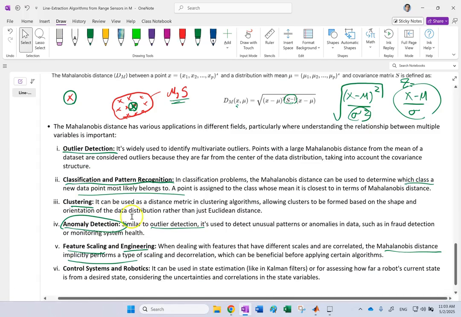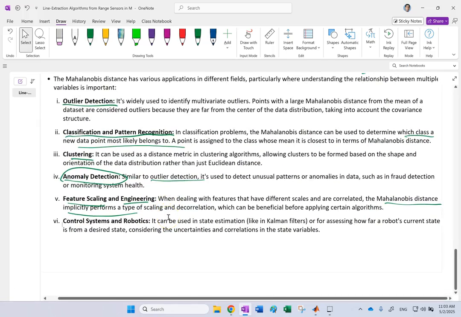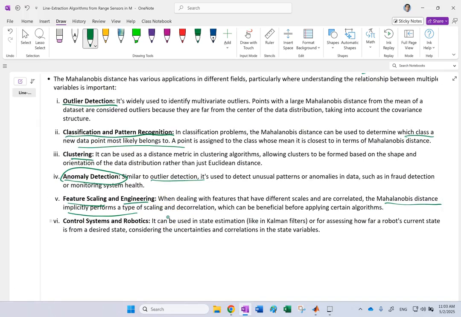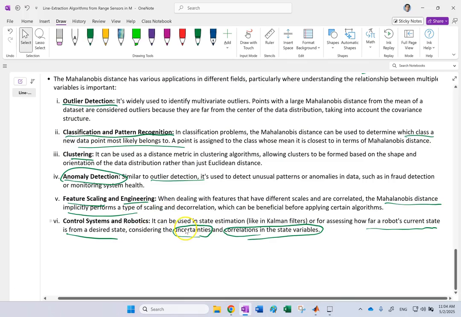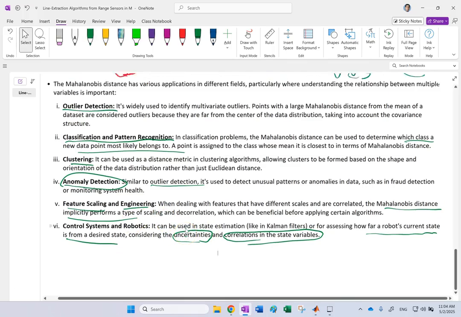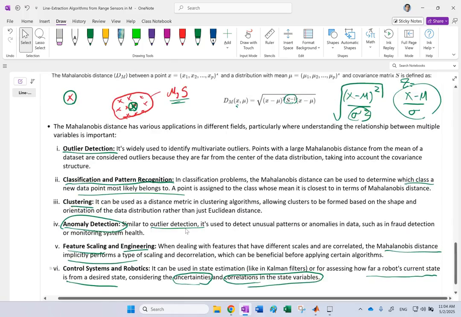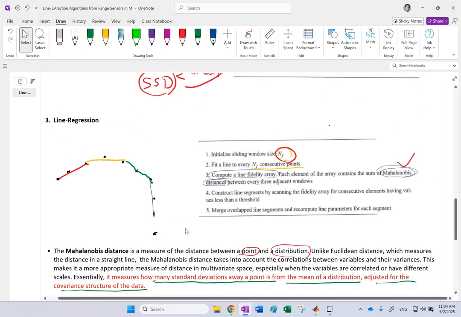And of course, in robotics and controls, you can use that to assess, for instance, how far a robot's current state is from a desired state when you want to consider the uncertainties in your calculations and the correlations between the state variables. If the state variables are not correlated and there is no uncertainty, you don't need it. But there is always uncertainty, and sometimes correlation between the states. In that case, instead of a simple Euclidean distance, it's better to use the Mahalanobis distance.